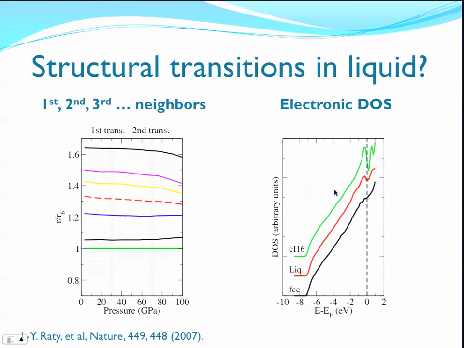So they said that they saw two different phase transitions in the liquid. And the second transition is driven by the opening of a pseudo gap. This is this small notch on this electronic density of state of liquid sodium.